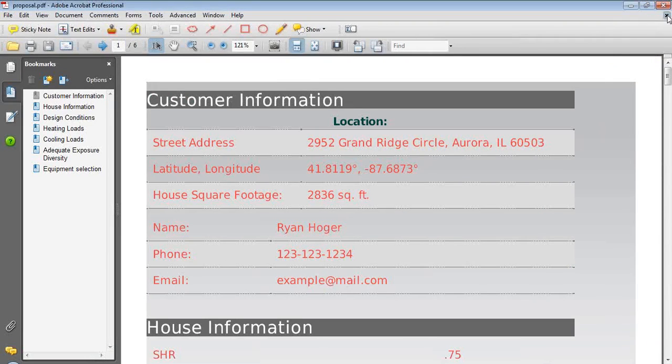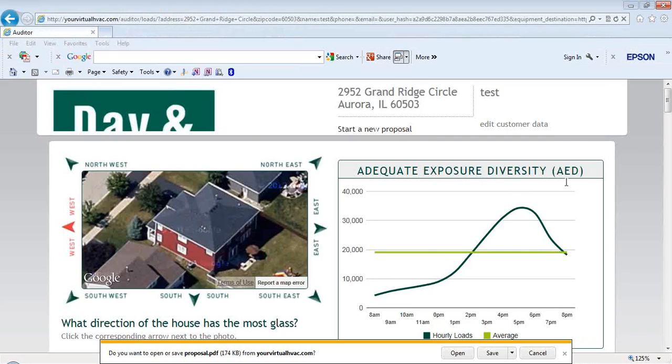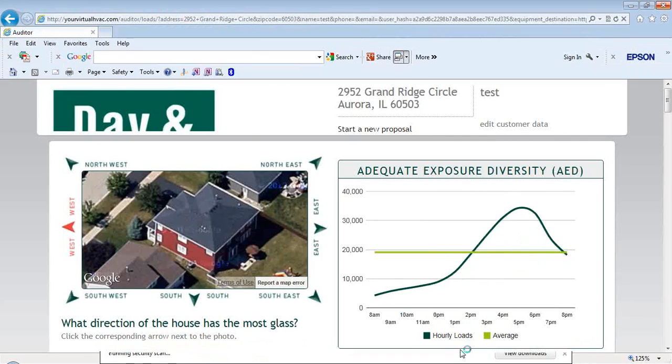Oh, that's my one from last time. I don't want that one. That was from the load calc. I want to wait for the new one. All right, so there's the new one.